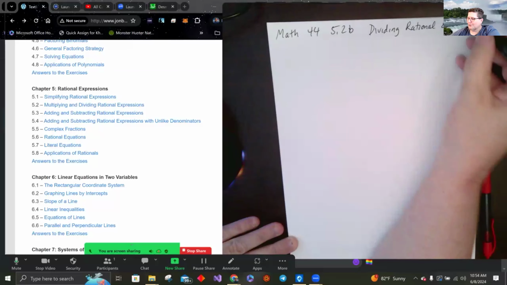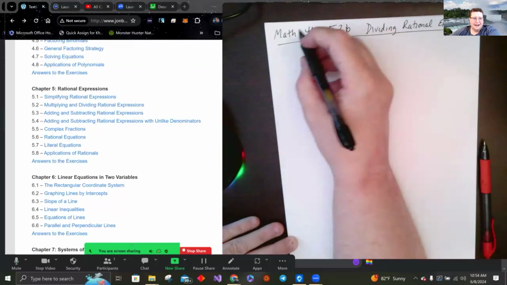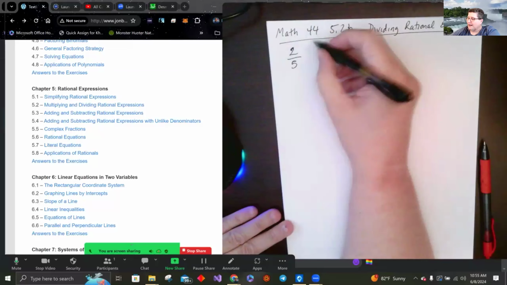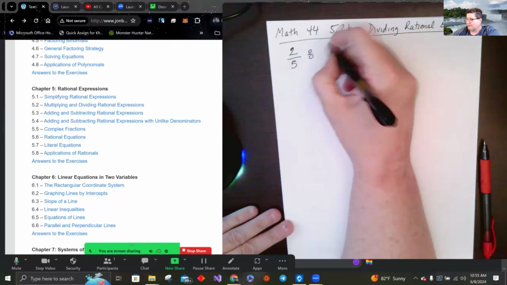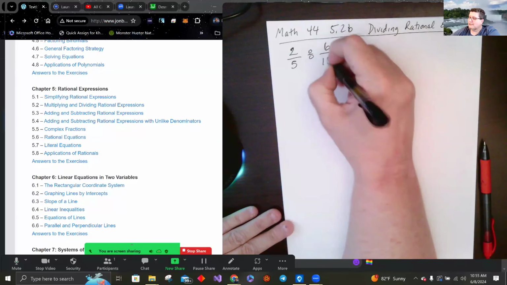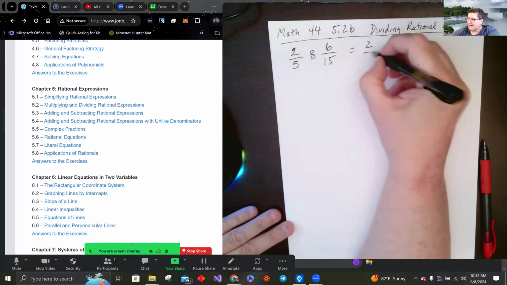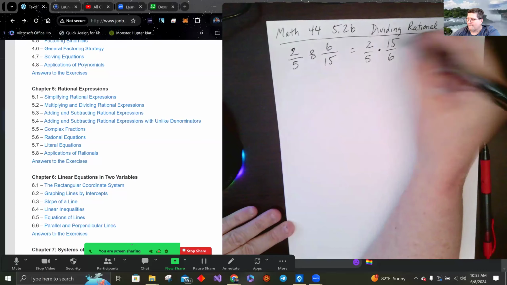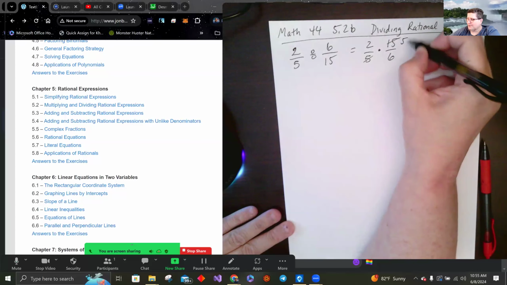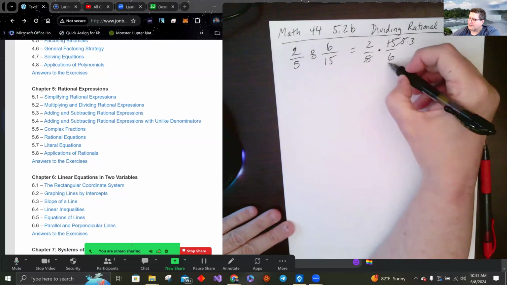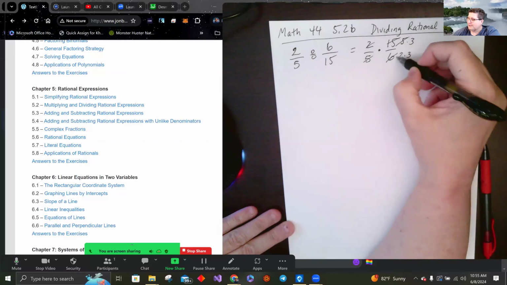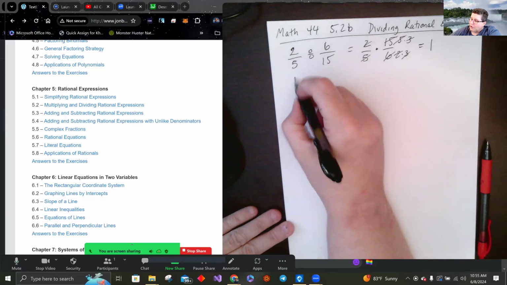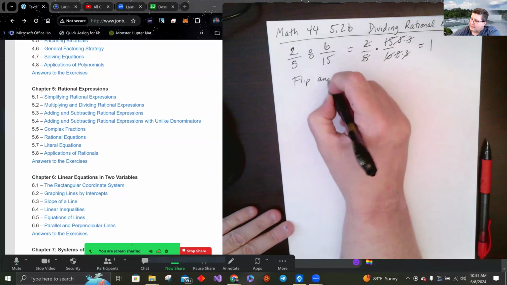I want to remind you how it worked with fractions. If I had 2 over 5 divided by, I don't know, 6 over 15, what we did is we flipped this and made it multiplication. We factored. This is 5 times 3 and the 5's cancel. This is 2 times 3 and the 2's cancel. The 3's cancel. And this would just equal 1. So flip and make multiply. Turn to multiply.